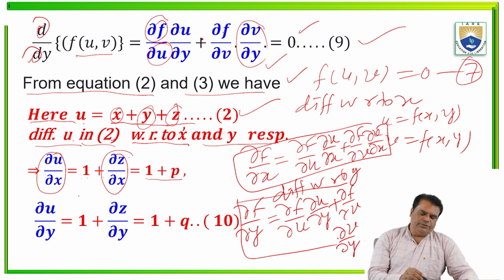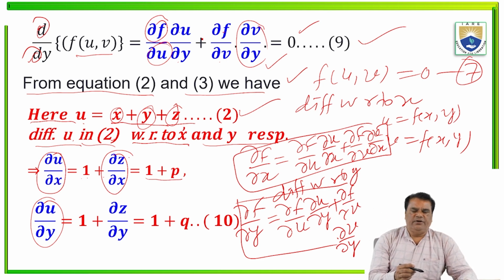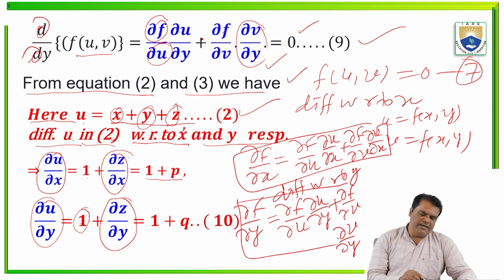Now, similarly, differentiate u with respect to y. So ∂u/∂y equals, now keeping x as a constant, we differentiate with respect to y. The differentiation of y is 1, plus the differentiation of z with respect to y. z is a function of x and y, so differentiating z with respect to y, keeping x constant, we get ∂z/∂y. So 1 plus ∂z/∂y equals 1 plus q, since ∂z/∂y is q. This is equation 10.